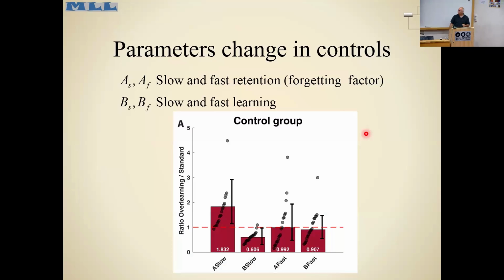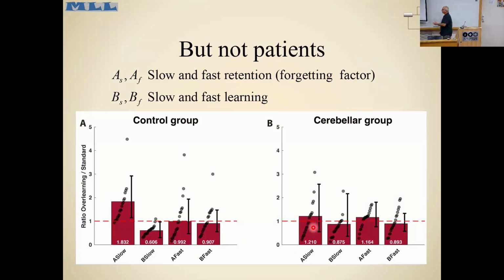And in the control group, you get exactly that, right? A slow is bigger, meaning that there's more retention, less forgetting. And B slow is smaller, meaning less change. You retain it better. And the fast process hasn't changed. Unfortunately, in the cerebellar group, we didn't get that effect at all. The cerebellar group, you haven't actually influenced how they perform.